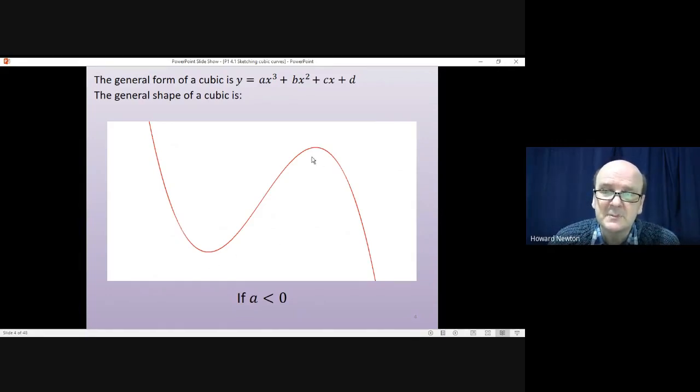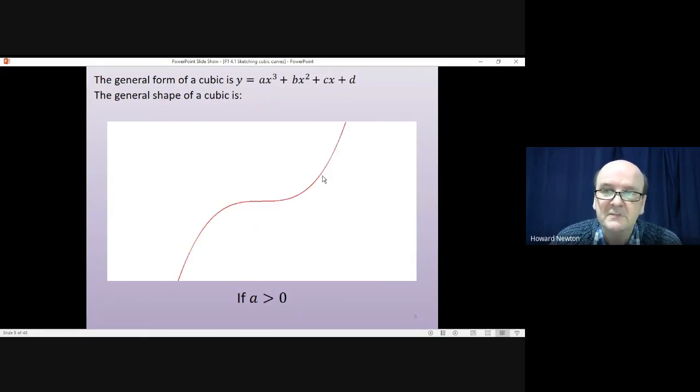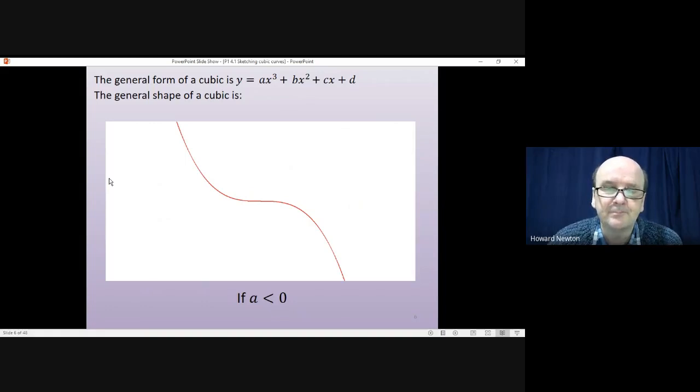Sometimes this maximum and this minimum get closer and closer to each other until they join, and you get what's called a point of inflection. So a cubic curve can look like that in special circumstances. And again, if a is negative, same general shape, but it'll be that upside down.